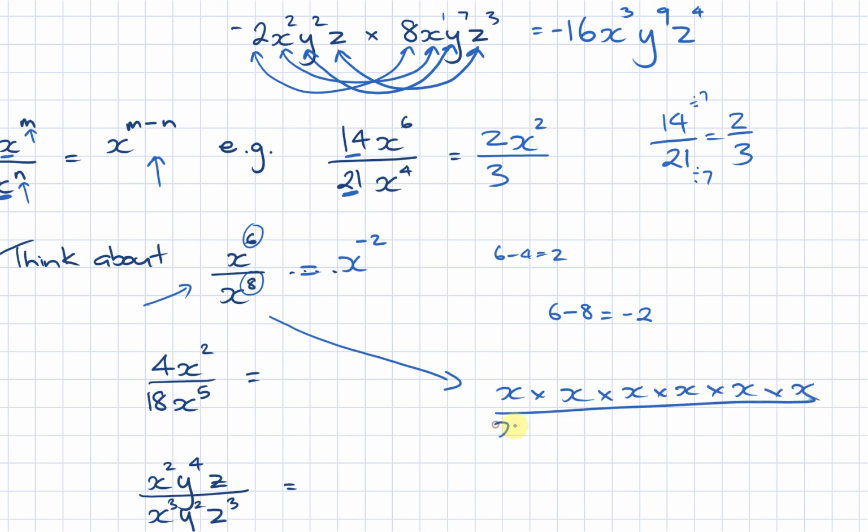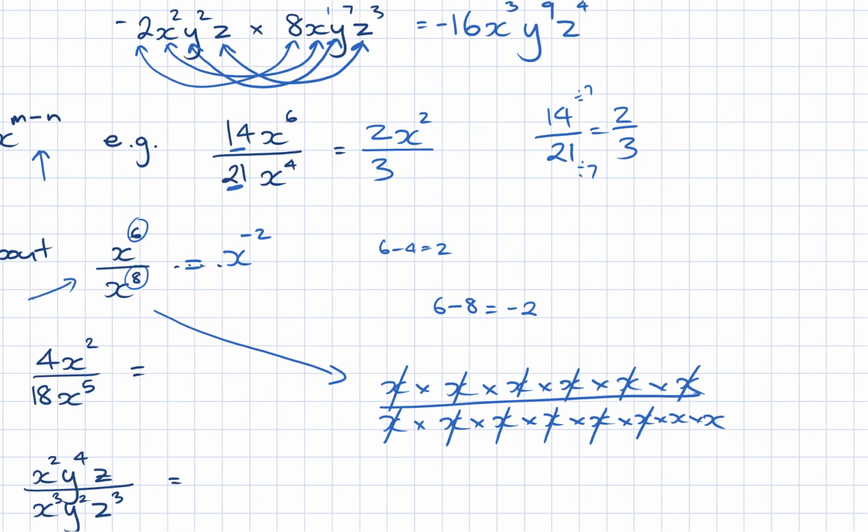Divided by, I've got 8 of them here on the bottom. What's that? 1, 2, 3, 4, 5. Yep. And then remember, we can just cancel these 1x for 1x on the top and the bottom, like this. And what I actually end up with is x squared in the denominator. So this is the same as saying 1 over x squared.